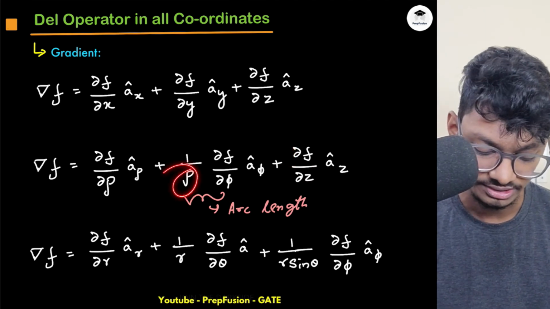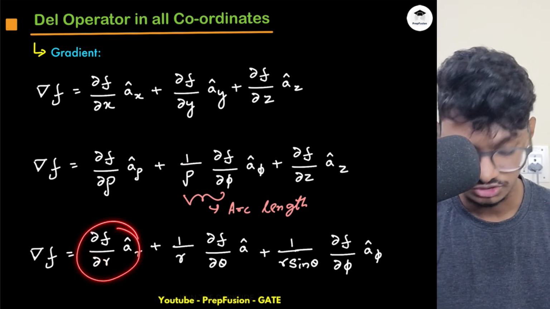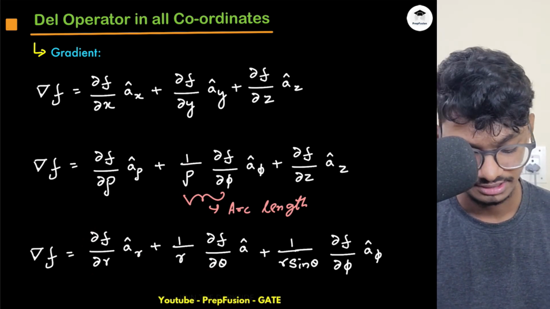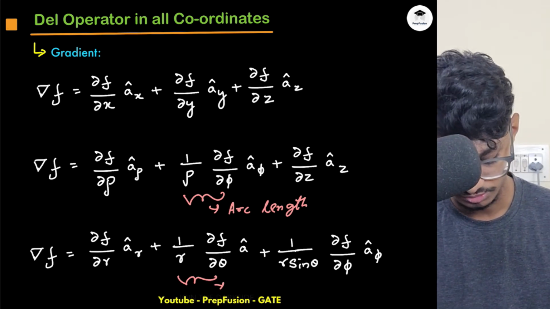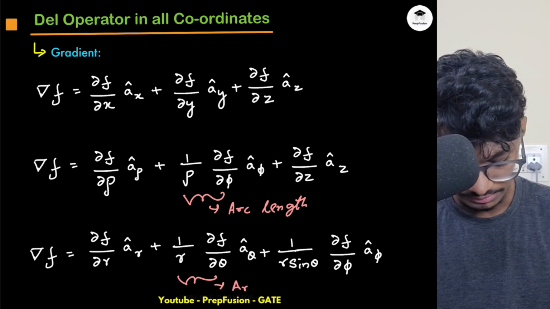I hope you understand why this rho comes. Here this is dr, this is again length, that's fine. This should not change. Here this is r d theta, again the arc length. R d theta is the arc length. This should be phi, this should be theta. Again the arc length.